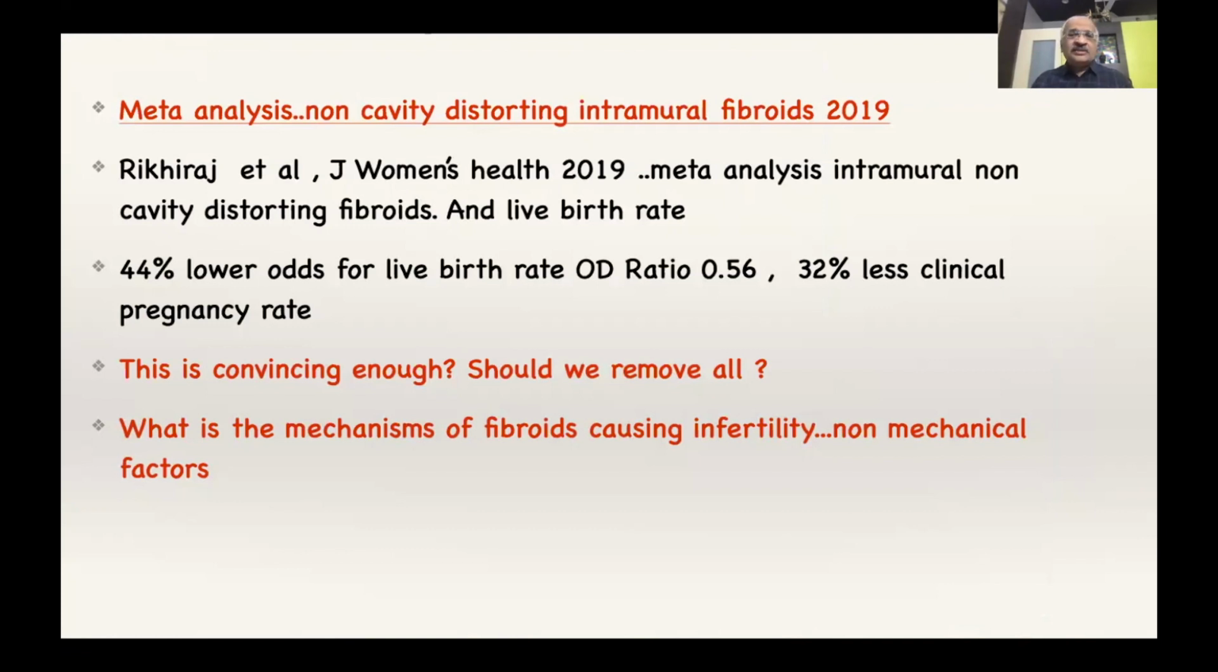And this is the latest meta-analysis published by Sunkara et al. It also says there is a 44% lower odds of live birth rate, and it was 0.6% less for the clinical pregnancy rate. So this is convincing enough, I feel, to say that intramural fibroids are definitely decreasing the pregnancy rate. Still, should we remove all of them, the smaller ones as well? And if this fibroid is not in the cavity, how is it affecting the pregnancy rate? What are the mechanisms by which the fibroid is causing infertility? And what are these factors?